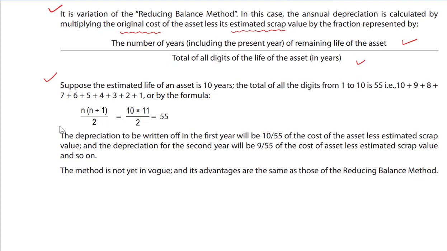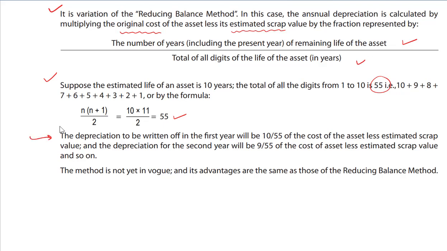The total of all the digits from 1 to 10, that is 1 plus 2 plus 3 plus 4 plus 5 plus 6 plus 7 plus 8 plus 9 plus 10, equals 55. Or by the formula you can also do this as n(n plus 1) divided by 2. So 10 multiplied by 11 by 2, which is 55. Do it in this manner, it would be easier.